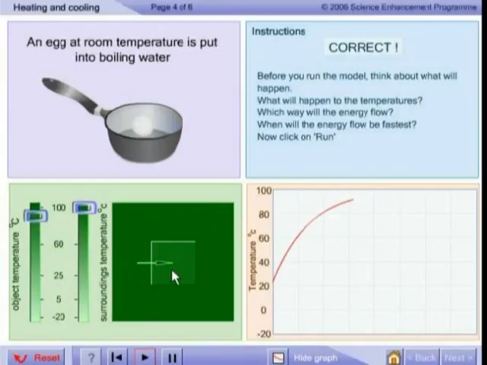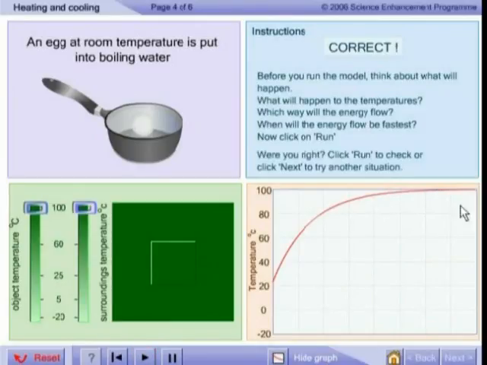So the arrow is going into the egg this time, and like always it's fattest at first when the temperature difference is the greatest, and then it slows right down until it gets to that 100 degrees Celsius. There's no energy flow, it just keeps the same temperature.